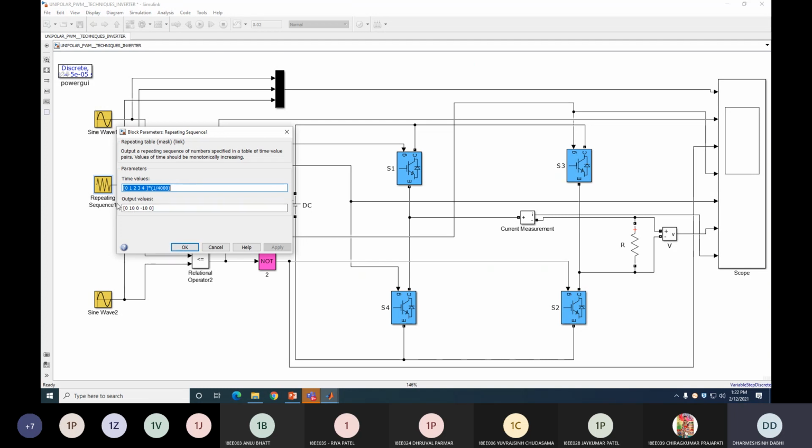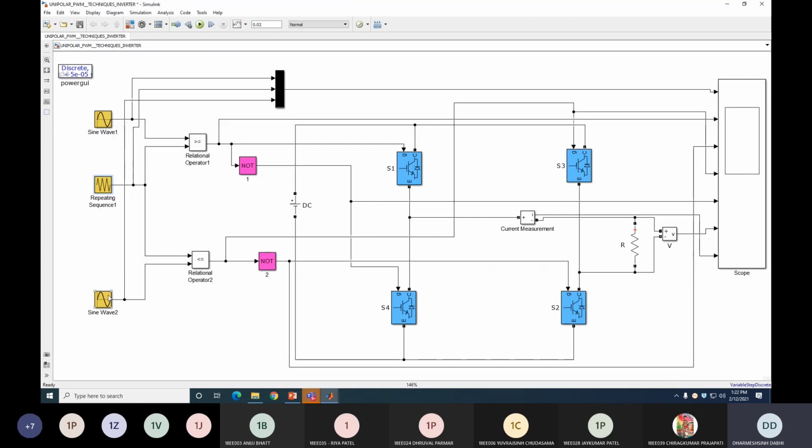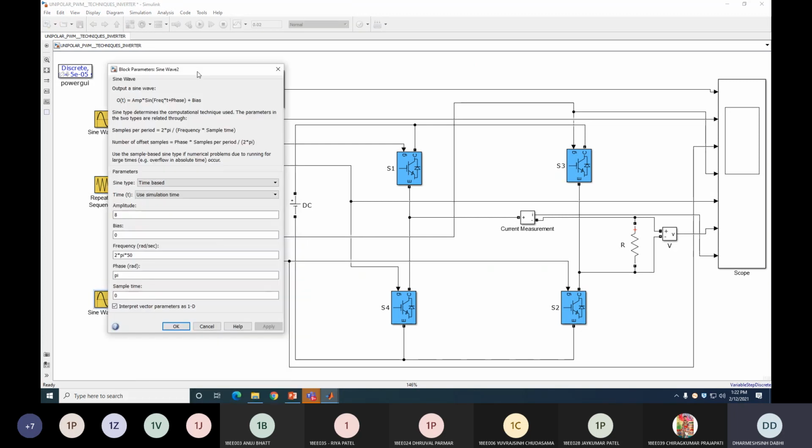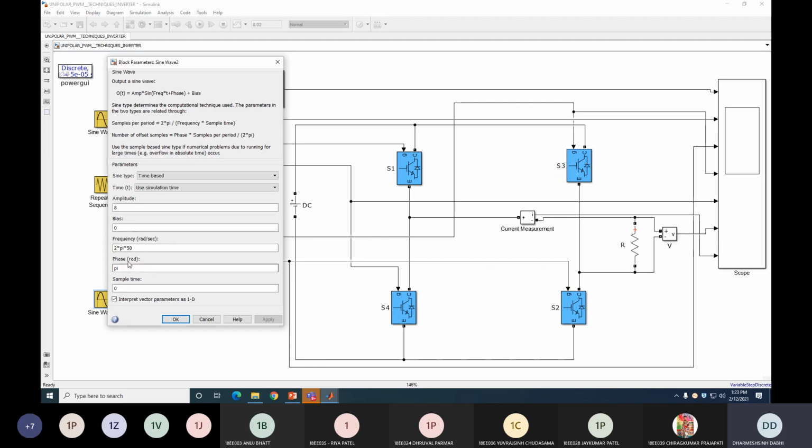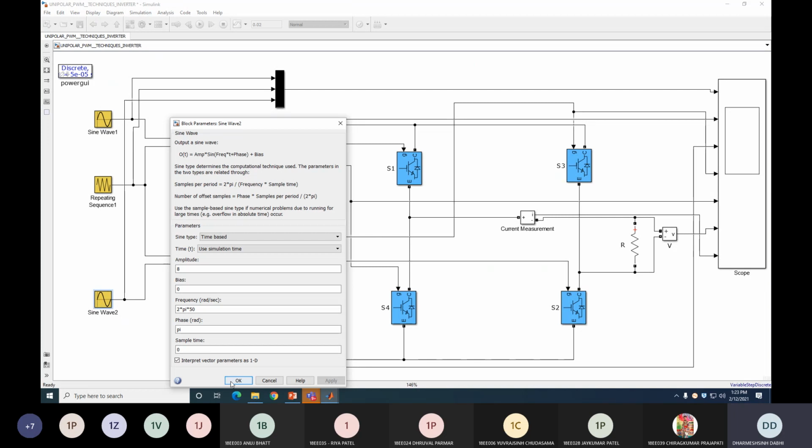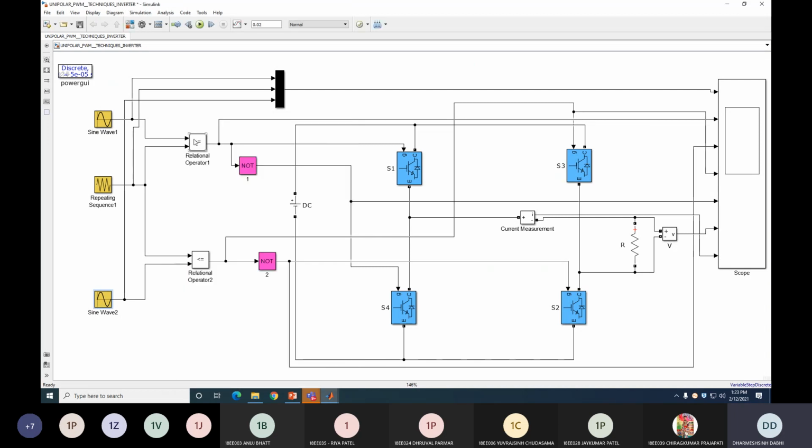Clear. Same triangle is generated like we generated in the bipolar technique. Here the frequency is 1000 Hz for this triangle. Sine wave 2 has the same amplitude 8, frequency 2 pi into 50, but phase is pi. It means first the negative cycle starts and after that the positive cycle starts. Clear. So you can see that I use the relational operator greater than or equal to and provide two inputs, one from this sine wave 1 and another from this repeating sequence, meaning the triangular wave. This block generates the triangle and this is the sine wave of 50.